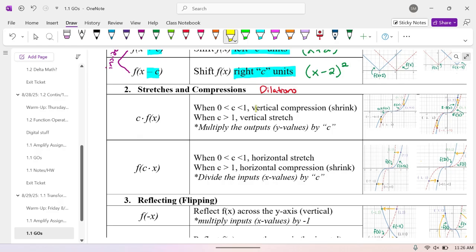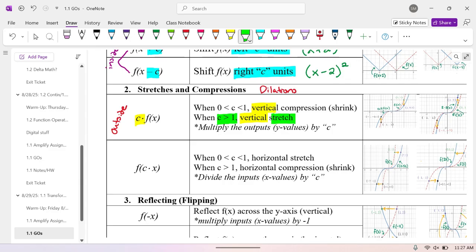So if we're dealing with a vertical stretch or compression, doesn't matter which one, we're multiplying a number outside of the brackets. So this will be outside of our brackets. Now, how it affects our graph depends on what type of number we're multiplying. So if we're multiplying a C value that's greater than 1, so 2, 3, 4, 5, 3 halves, something like that, it's called a vertical stretch.